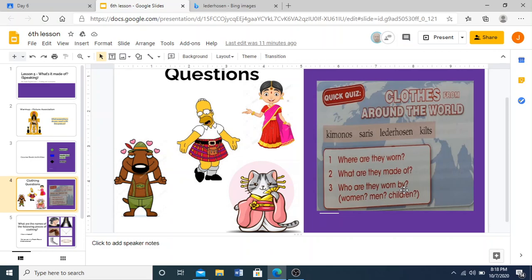Take 4 minutes now. Take turns to answer these questions. Yes, the kimono, where are they worn? What are they made up of? Who are they worn by? And also for the rest of the clothes: for sari, for lederhosen, and for kilt. Take 5 minutes and let's have a class discussion about this.